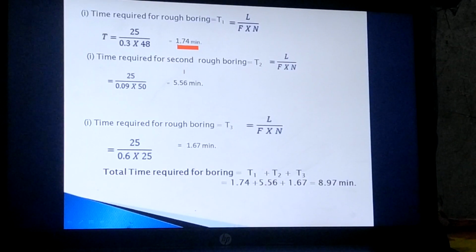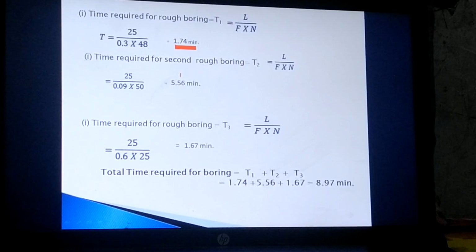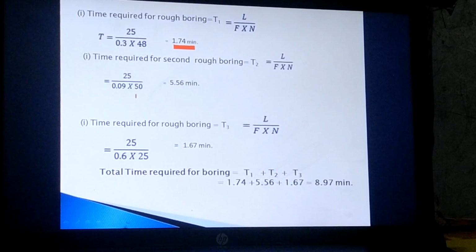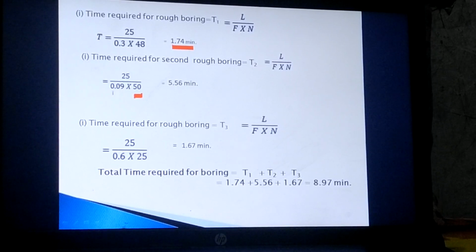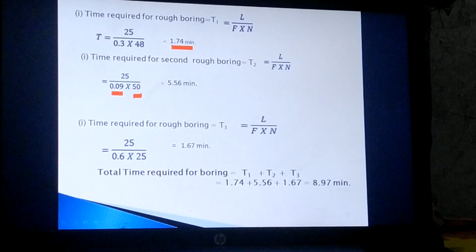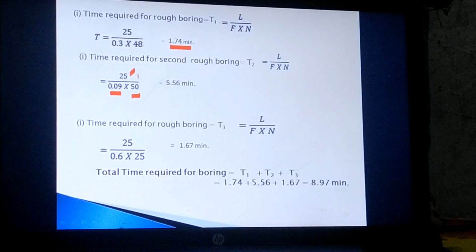Now for the second rough boring operation, we have the rpm as 50 and the feed is 0.9 centimeter per revolution, and the length of the bore is the same again, 25. So put the values in this formula L by F into N to calculate the machining time T2. In this way we can calculate the machining time T2 as 5.56 minutes. This is a very simple calculation.